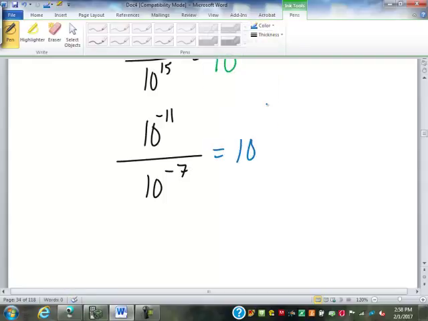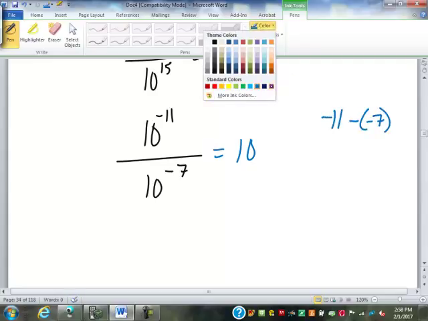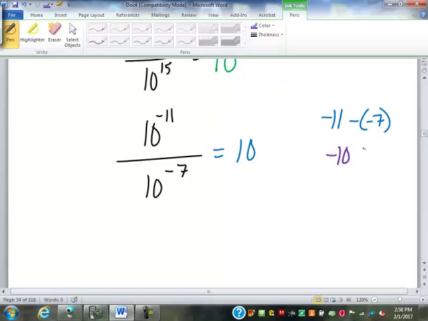So now remember, we're subtracting powers. This will be negative 11 minus negative 7, which will become negative 11 plus a positive 7. So negative 11, positive 7 is? Negative 4. Negative 4, very good.